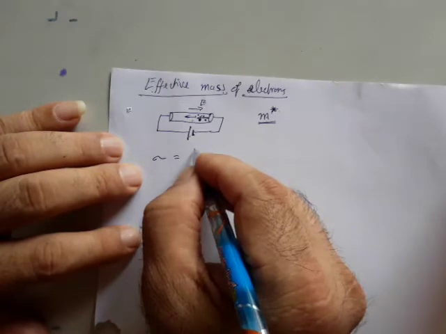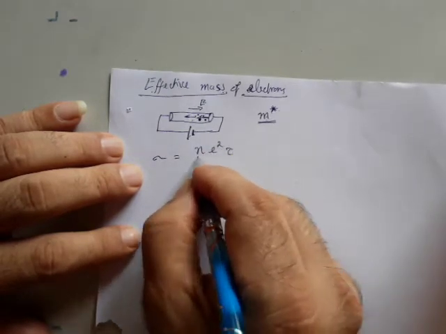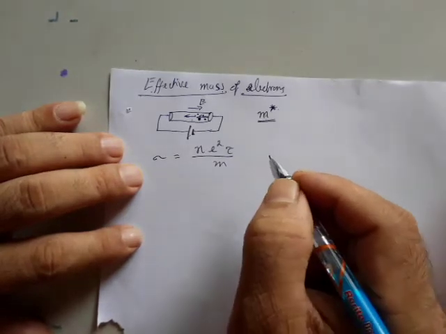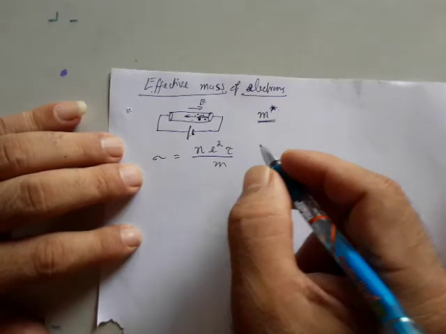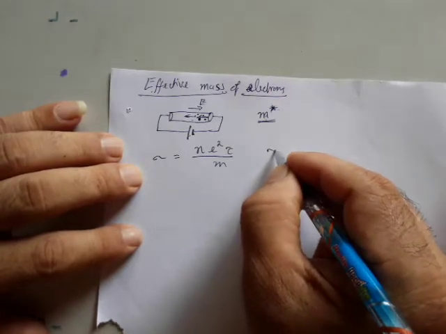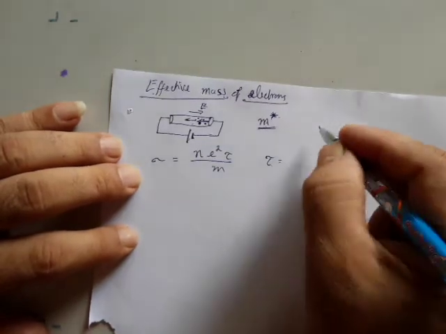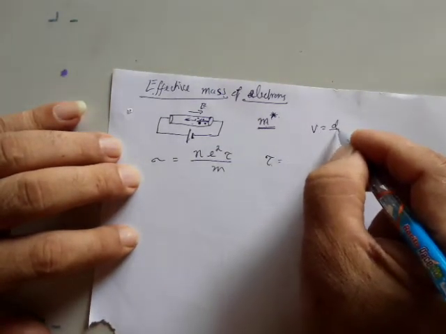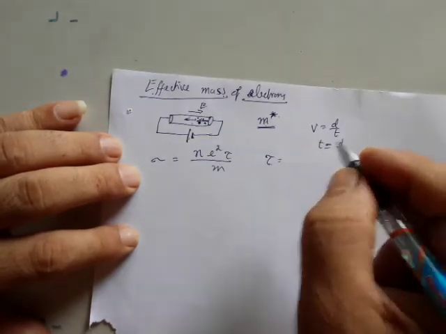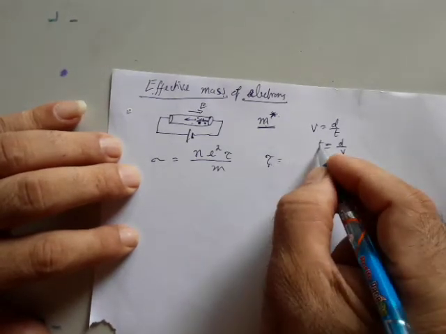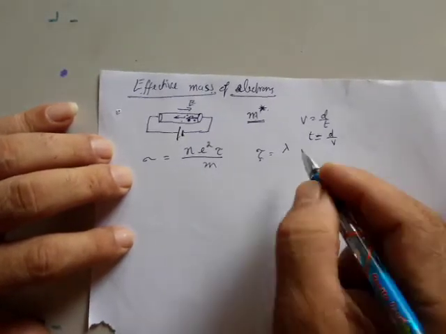According to the classical free electron theory, the conductivity is given by n e squared tau divided by m. This is the expression for the conductivity of metals according to the classical free electron theory. Now here, what is tau? Tau is the relaxation time. By definition, velocity is equal to distance by time, or time is equal to distance by velocity. Here tau also is a time, therefore it is the distance traveled divided by velocity. The distance traveled is represented as lambda.